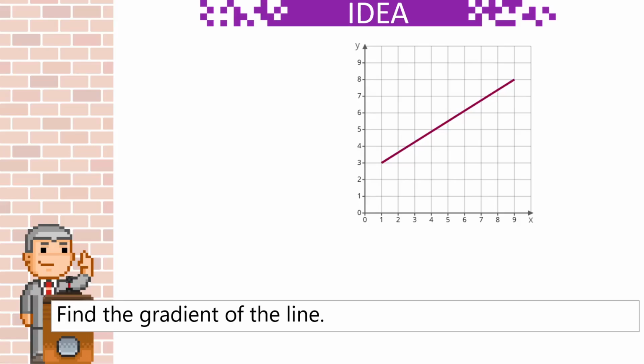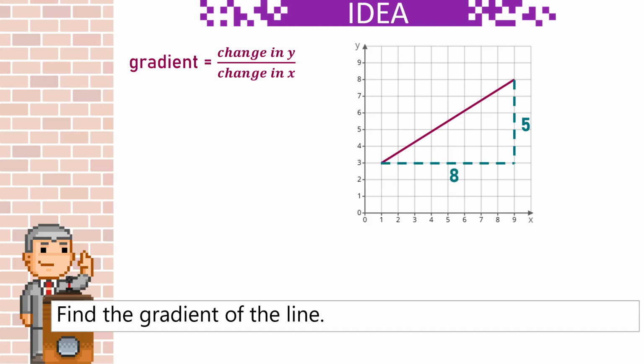Let's find the gradient of this line. We can use the formula gradient equals change in y over change in x. The line has gone up 5 and 8 to the right, so it would be 5 over 8 will be our gradient. Let's do this a different way.